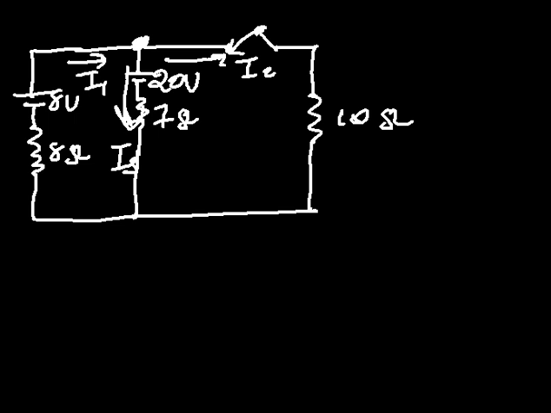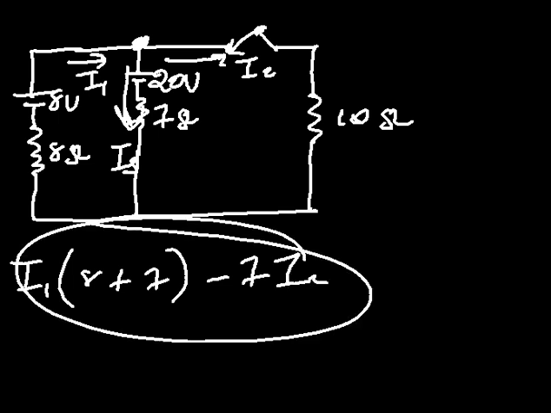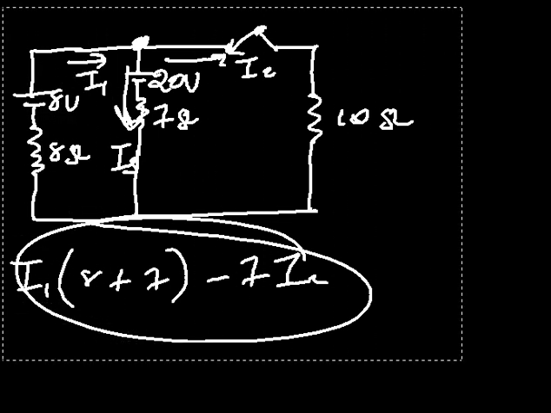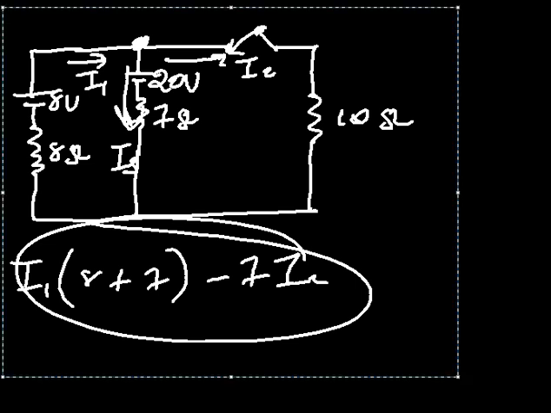Now, what is the current flow in I? Actually, in loop 1, you have 8 plus 7, those are the resistors, minus 7 times I2, and do it the same way we've been discussing. So that's how you should understand Kirchhoff's laws, that is the junction law as well as the loop law.